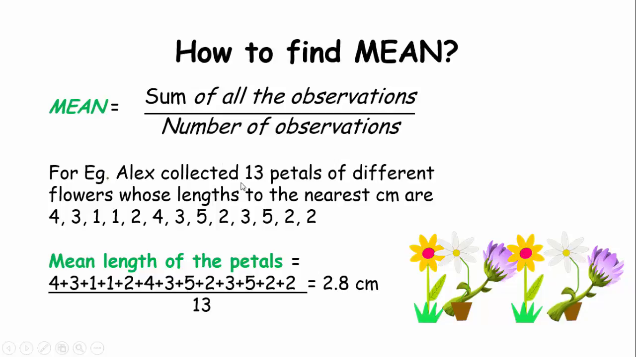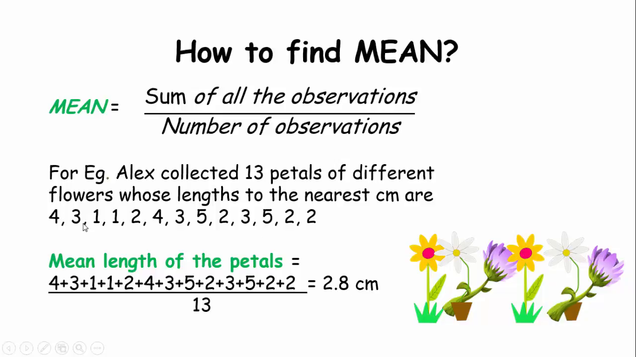And then divide by the number of petals that he had collected, whose lengths he measured. So there you have 13. Then add these up, divide it by 13, and you get 2.8 centimeters. Now what does this mean? Again, going back to what average means, it means that most of the petals are around this 2.8 centimeters.